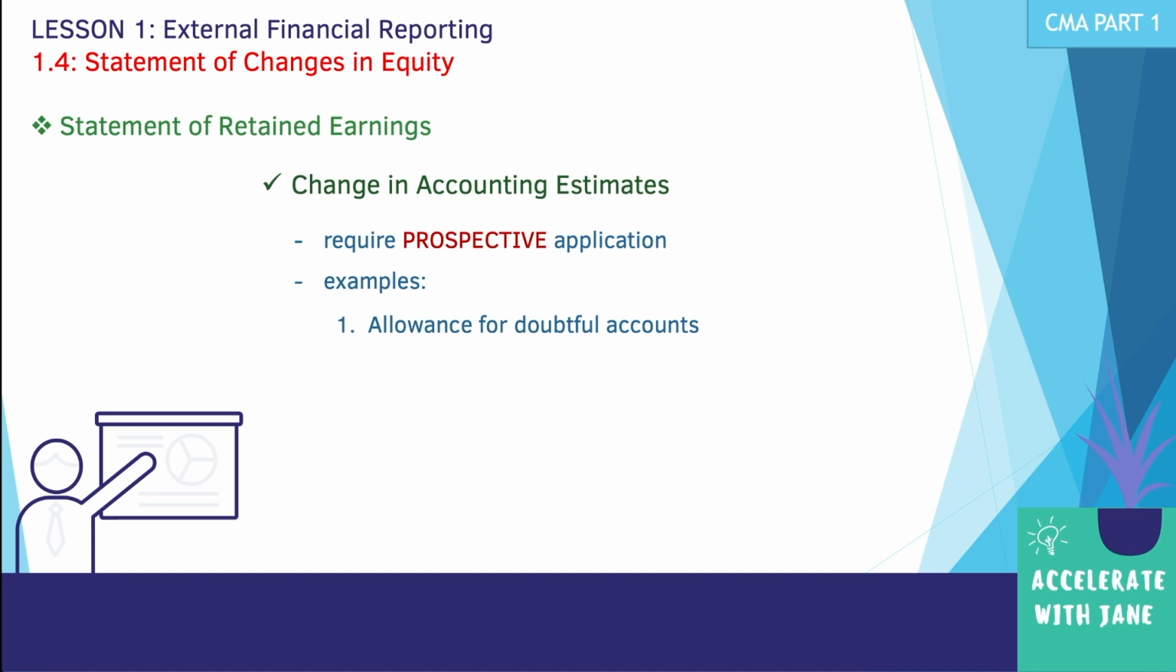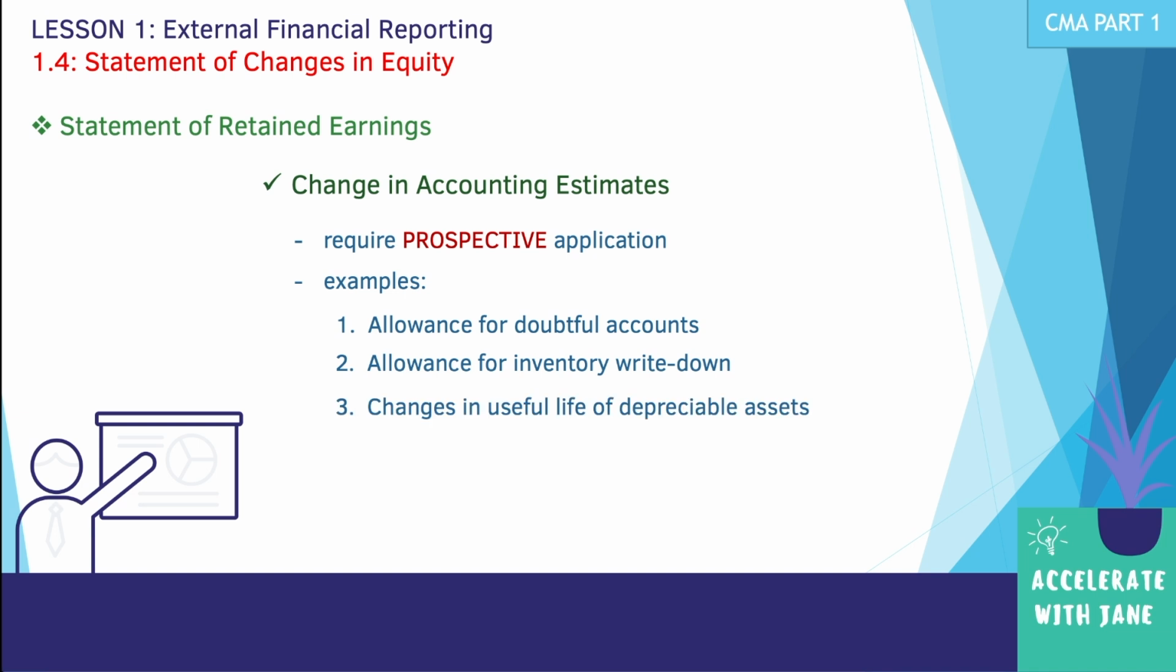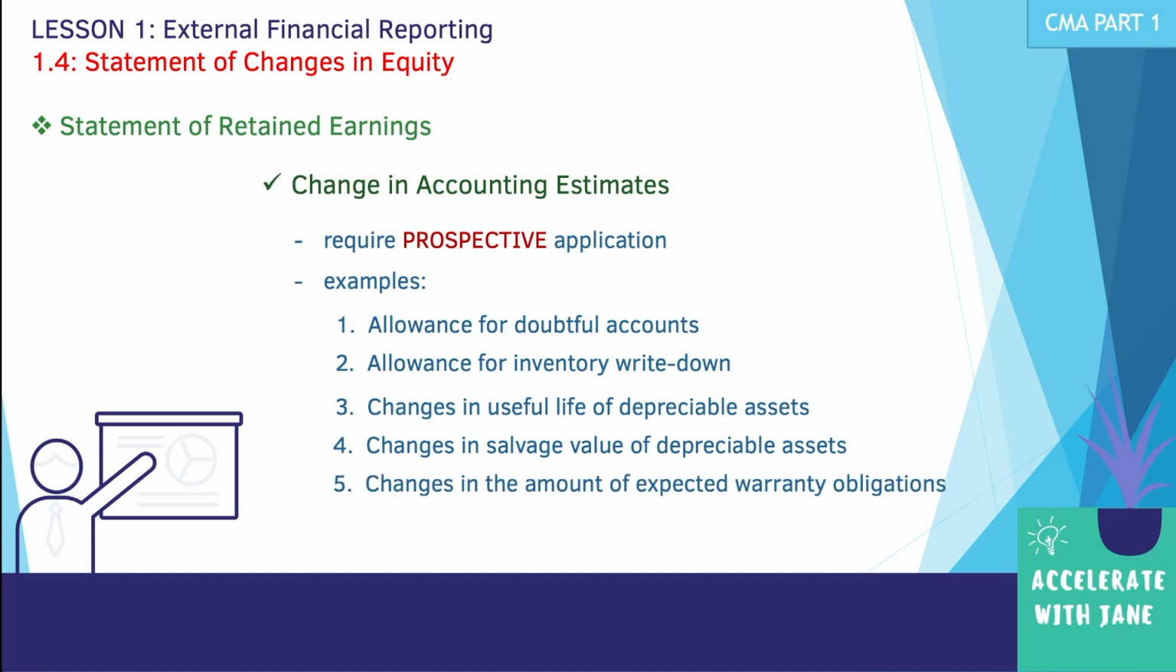For example, we have here allowance for doubtful accounts. This is a contra asset account, a contra account of the accounts receivable. Second, allowance for inventory write-down. This is also a contra account of the inventory balance. Third, we have change in useful life of depreciable assets. So this impacts the fixed assets. Fourth, we have changes in salvage value of depreciable assets. This also impacts the fixed assets. Fifth, changes in the amount of expected warranty obligations.